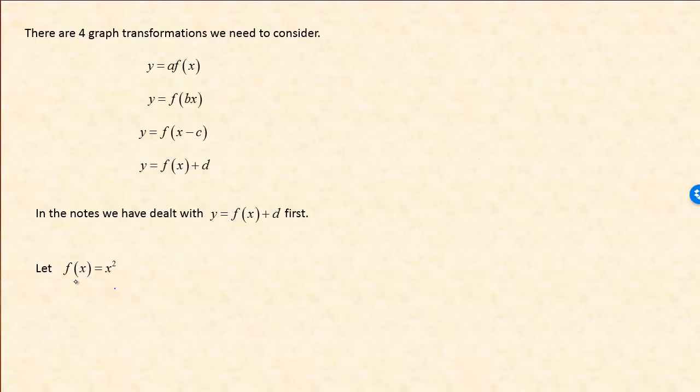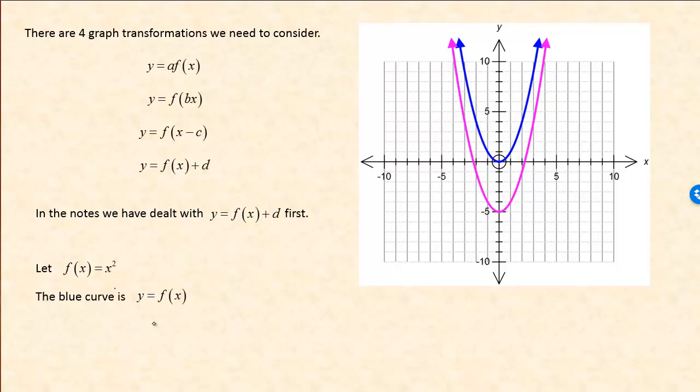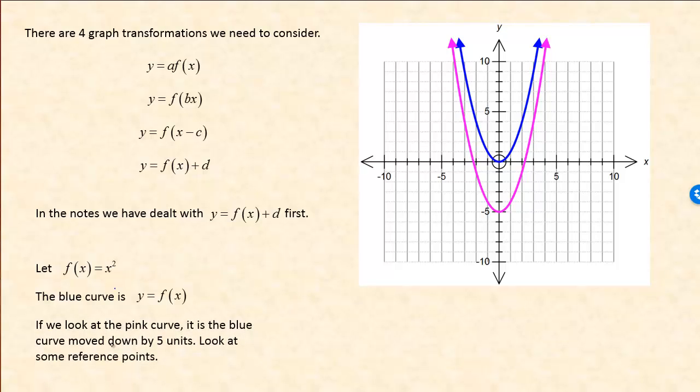So let's suppose that our function is x squared here. The blue curve is y equals f of x, y equals x squared, which you should know. If we look at the pink curve, it's the blue curve moved down by 5 units. Look at some reference points. If we look at the origin here, that's moved to here, which is a distance of 5 units. If we go to this point here at 2, 4, then once again that's moved down by 5 units. So the pink curve is just the blue one moved down 5 units.